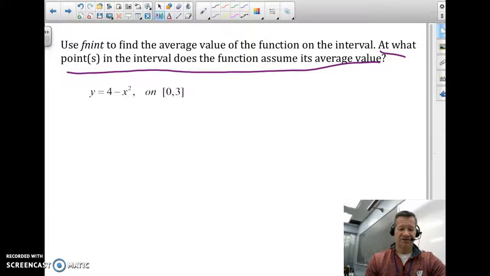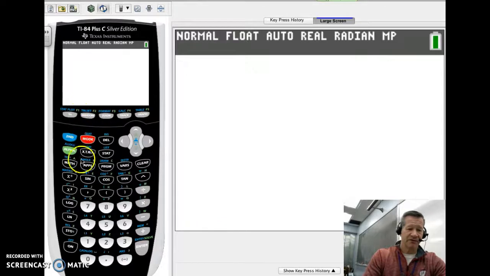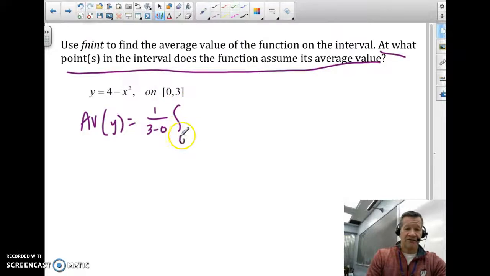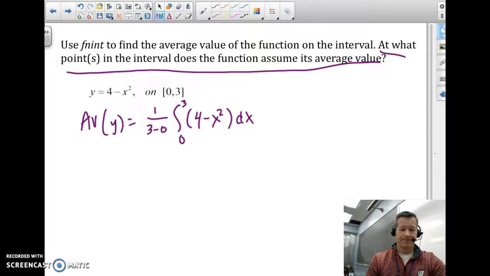The function is 4 minus x squared from 0 to 3. Let me write it down before we put it in. The average value of this function, which is called y, not f, is 1 over b minus a, which would be 3 minus 0, times the integral from 0 to 3 of 4 minus x squared dx. Let's find this using fnInt. So 1 over 3 minus 0 is 1/3.